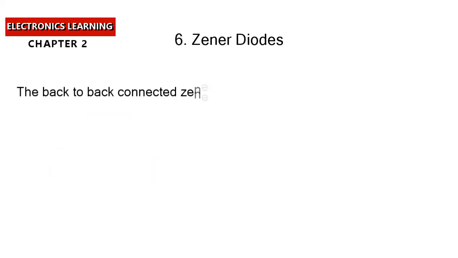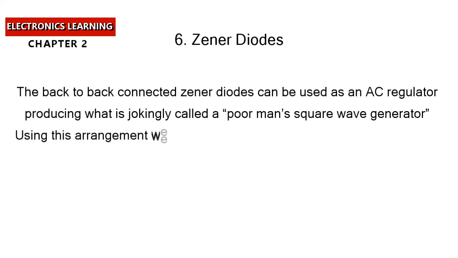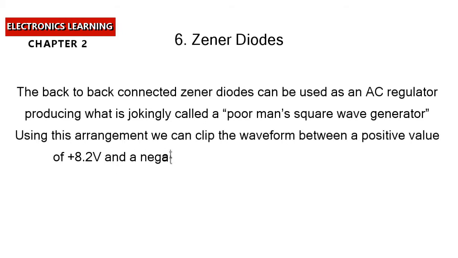Back-to-back connected Zener diodes can be used as an AC regulator, producing what is jokingly called a poor man's square wave generator. Using this arrangement, we can clip the waveform between a positive value of plus 8.2 volts and a negative value of minus 8.2 volts for a 7.5 volt Zener diode.